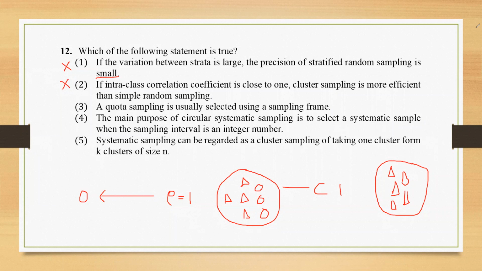But quota sampling is not a random sampling technique, right? Quota sampling is a non-probability sampling technique, or non-random sampling technique. So therefore, in order to do quota sampling, there is no need for a sampling frame.